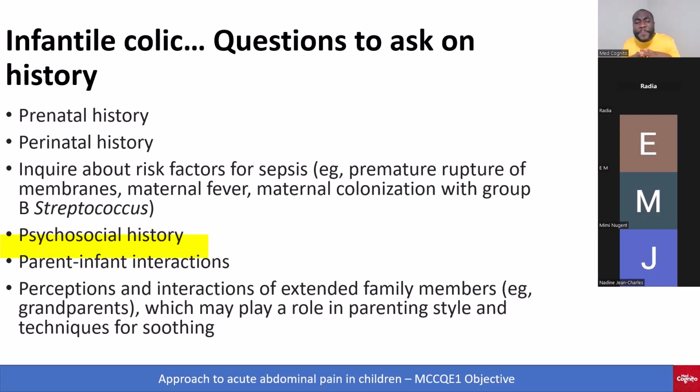And then parent-infant interactions. Because as the class goes on, you realize that one of the effects of colic, of a child who is crying a lot, on the parents is that it can lead to depression. If the child has cried so much that the mother is so livid, then parent-infant interactions will go down. And you have to also ask about perceptions and interactions of extended family members, like grandparents and all those things.